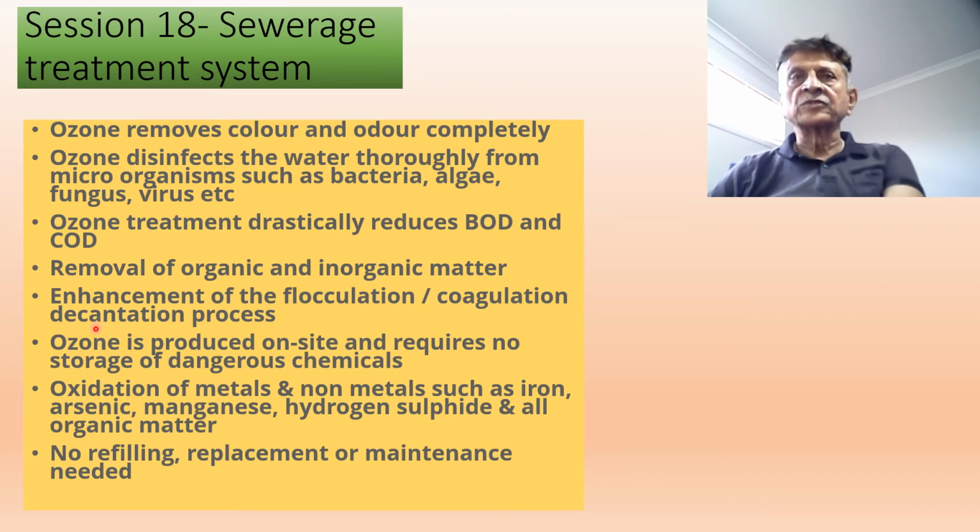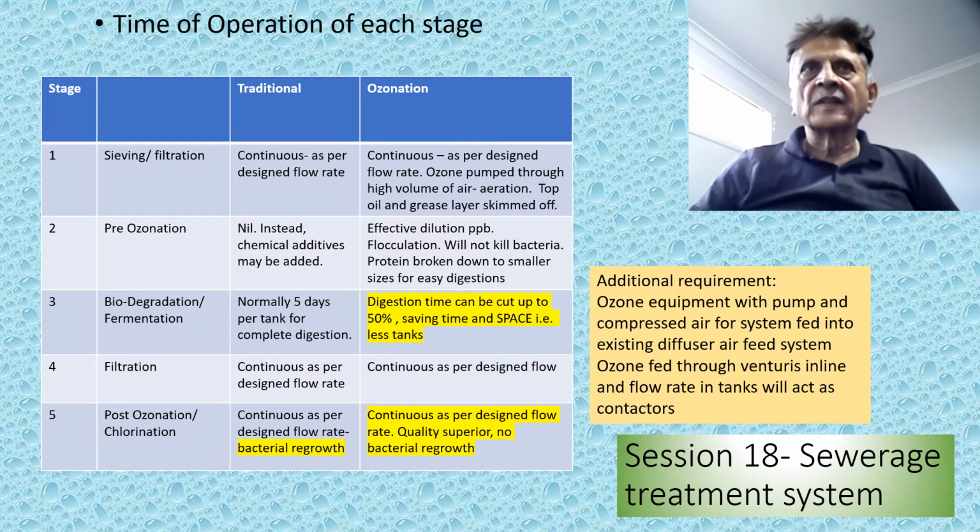We also must realize ozone is produced on-site through the ozone generator, and therefore there is no requirement of storage of dangerous chemicals. Ozone also oxidizes metals and non-metals such as iron, arsenic, manganese, hydrogen sulfide, and all other organic material, which chemical treatment will have much difficulty with. There's also no refilling, no consumables, no replacement, and very low maintenance if the ozone system is used for the treatments.